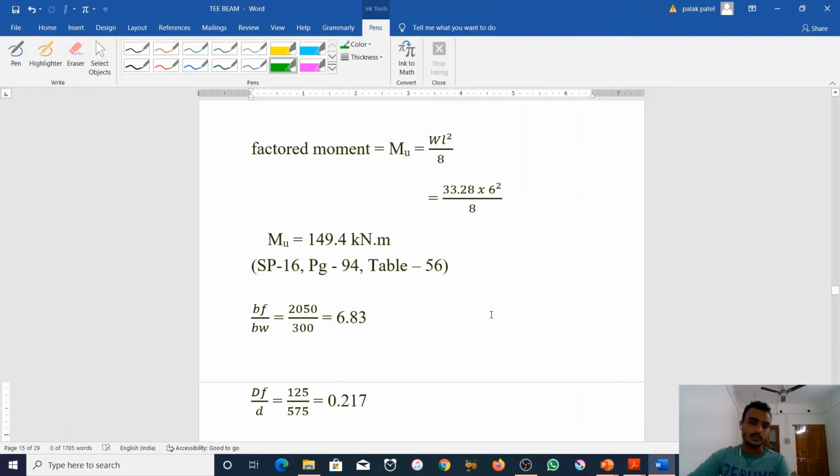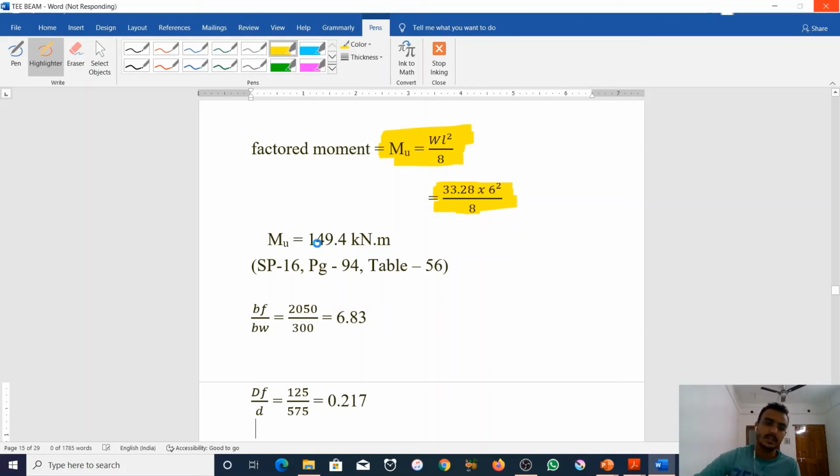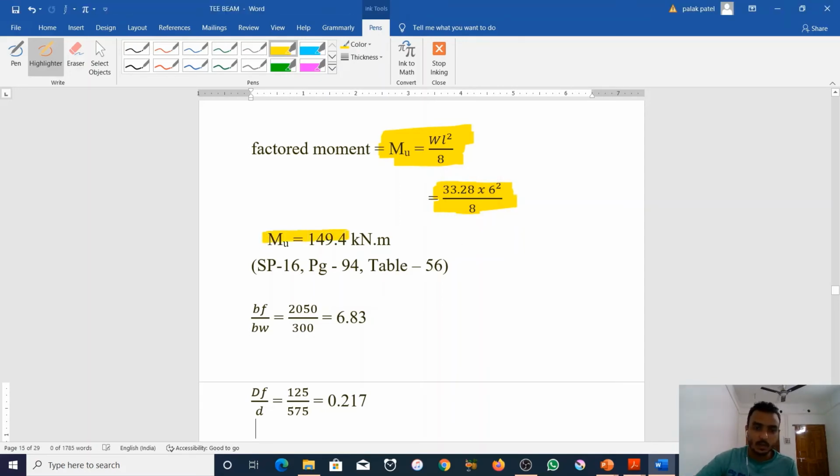By the load, we can find out the moment, WL square by 8. Then put the value in the equation. 33.2 into 6 whole square divided by 8. So the moment is 149.4 kilonewton meter. This is the moment.